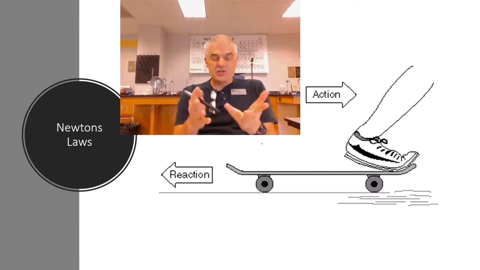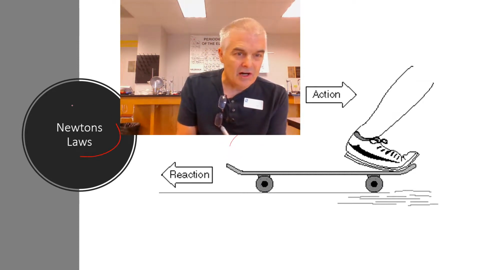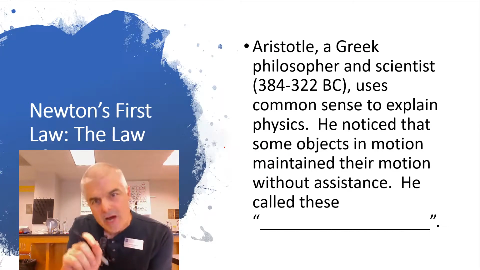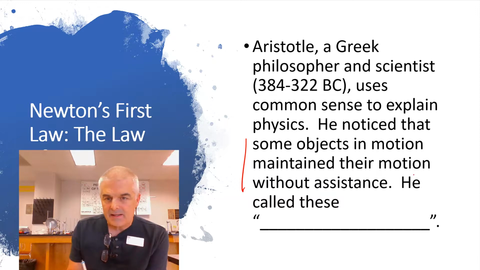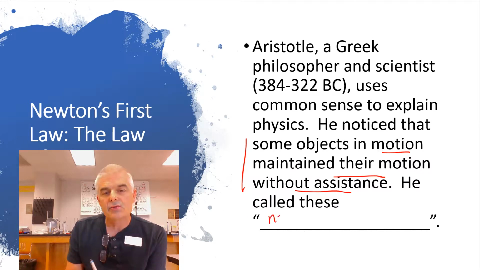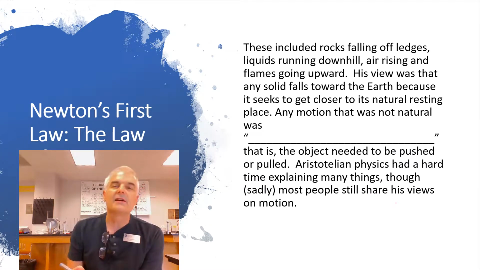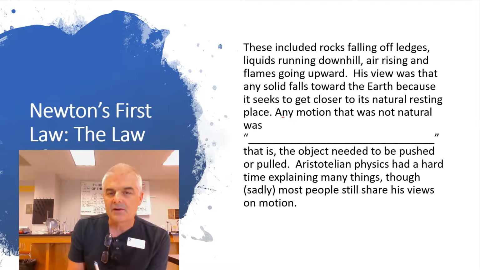Today we are going to enter a new unit about Newton's laws. Sir Isaac Newton, right? A little history to start off with. You know that Aristotle was a Greek philosopher. He had some common sense ideas about how to explain physics. He said that objects in motion maintain their motions without assistance. He called these natural motion. Examples of these would be rocks falling off ledges, liquids going downhill, air rising, flames going upward. You can see the different things here in the notes.